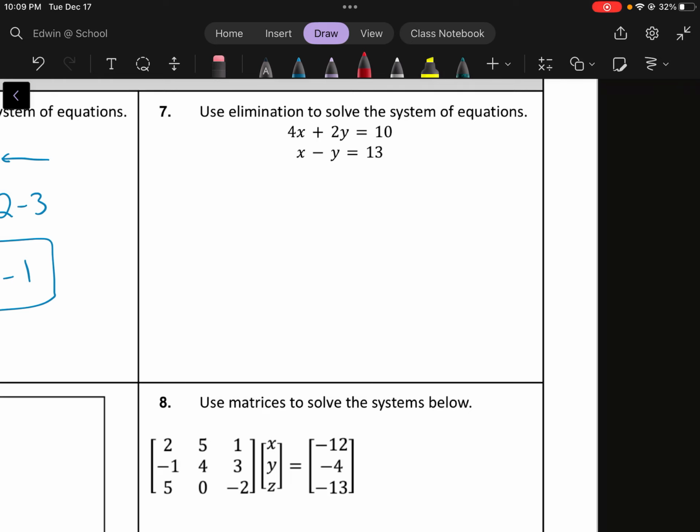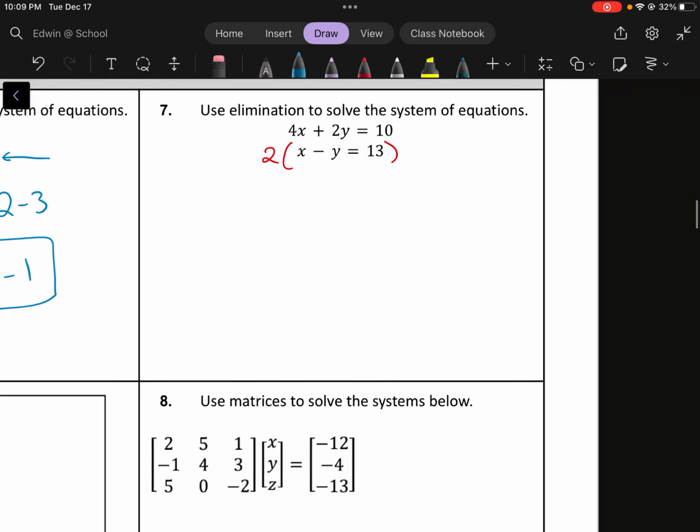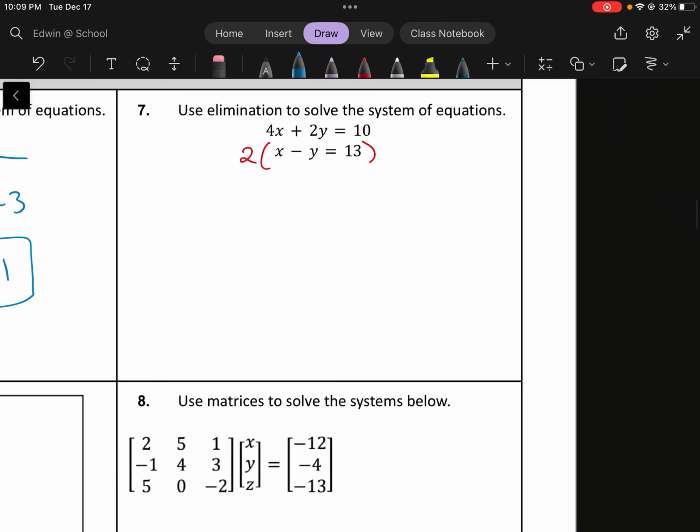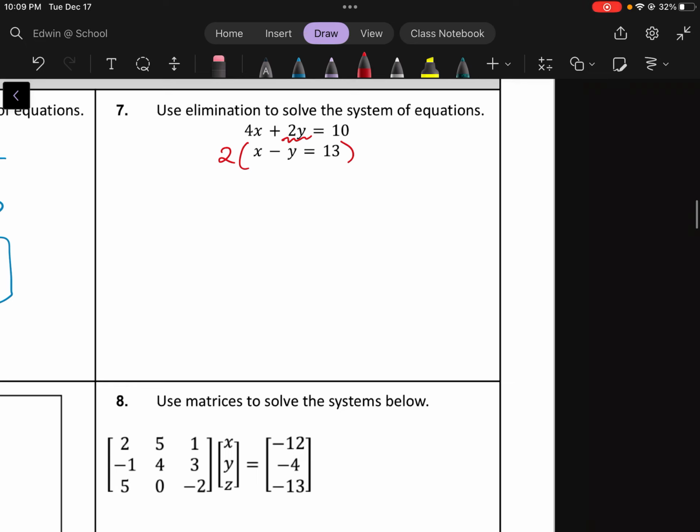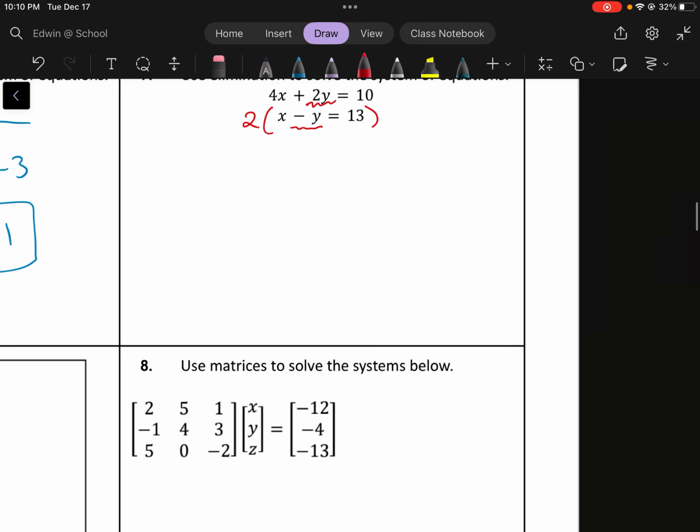Next thing, we have elimination. So elimination, we want to multiply one of the equations by a number, a coefficient, so that whenever we add them up, something will cancel out. Now I noticed this 2y, and it's a positive 2y, and now if only we had a negative 2y on the other side, it would cancel out, but we don't have a negative 2y. We just have a negative y, meaning we have to multiply by 2.